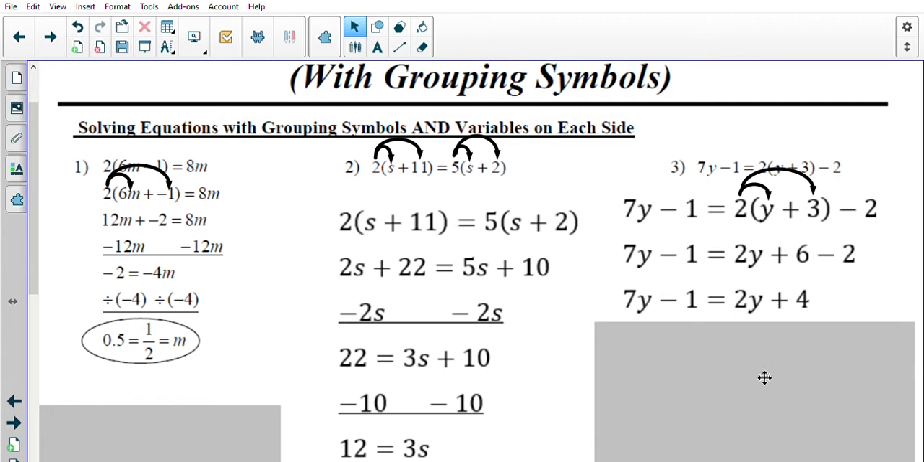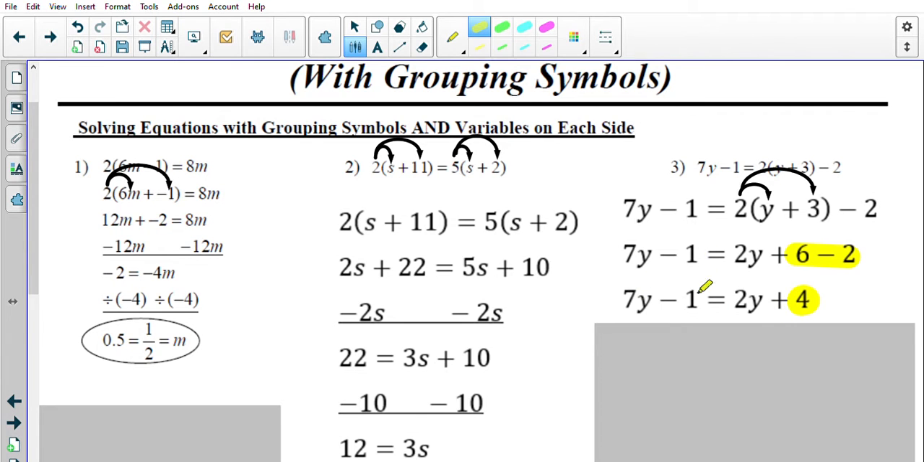The next thing I did was I combined some like terms on that right-hand side. So I have 6 minus 2 here. Let me go ahead and highlight that. I've got 6 minus 2 on this right-hand side, and if you want to write that as 6 plus negative 2, that's fine too. That gives us 4. So 6 minus 2 became 4 here. Now I always like to simplify it before I go to solve it.